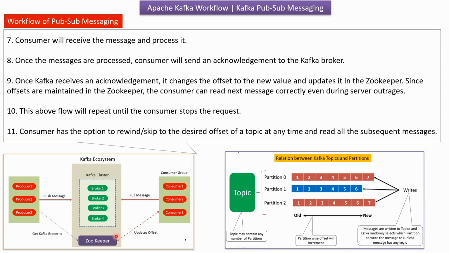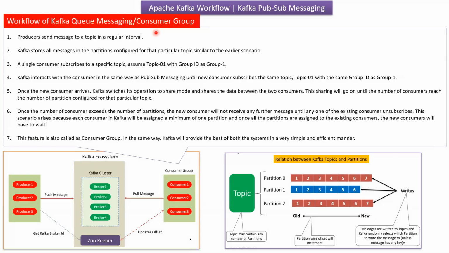Since offsets are maintained in Zookeeper, the consumer can read the next message correctly even during server outages, and this flow will repeat until the consumer stops the request. The consumer also has the option to rewind or skip to the desired offset of the topic at any time and read all the subsequent messages.